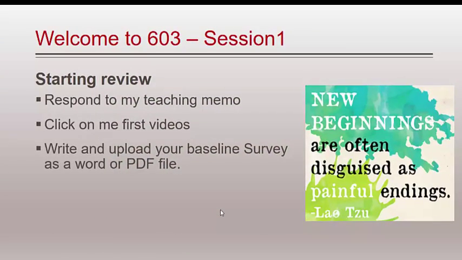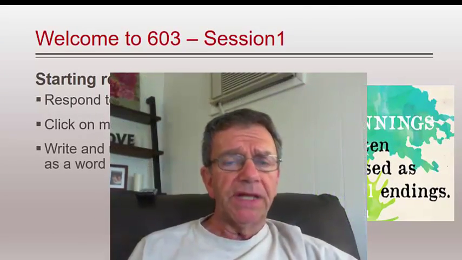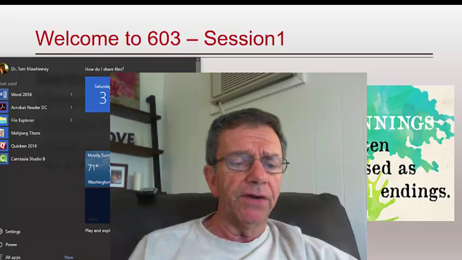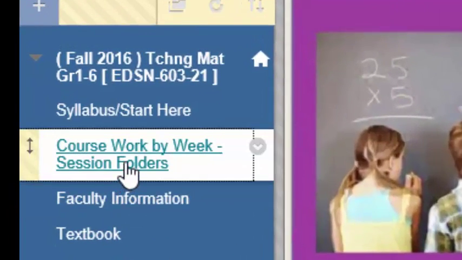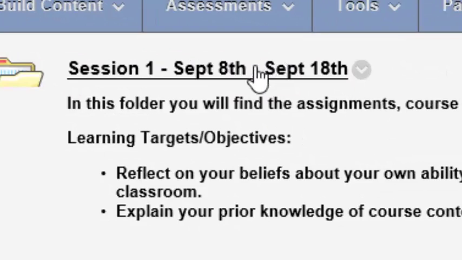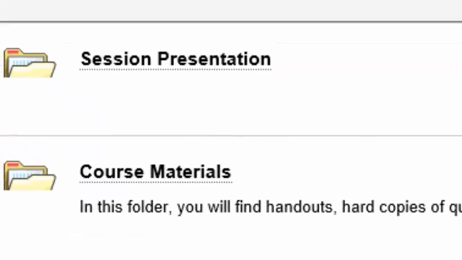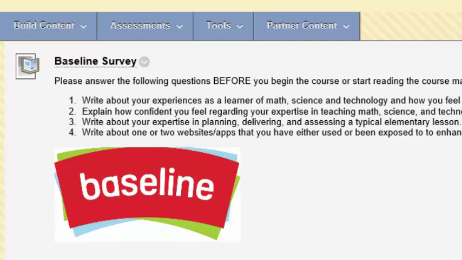Then you have to do your baseline survey. This is something that all Touro courses are now required to have. If you go into coursework by week, sessions folder, session 1, under assignments, you'll see the very first thing is your baseline survey. Now, your first one doesn't have to be real detailed and long because you're just beginning the course, but I want to know what your prior knowledge is. What are some things you know or feel about math, science, and technology, about your experiences with it, et cetera. So look at that.